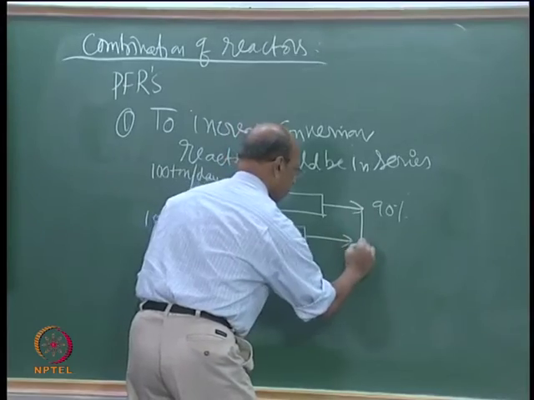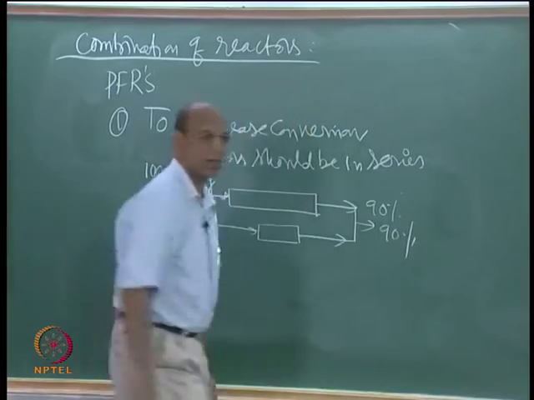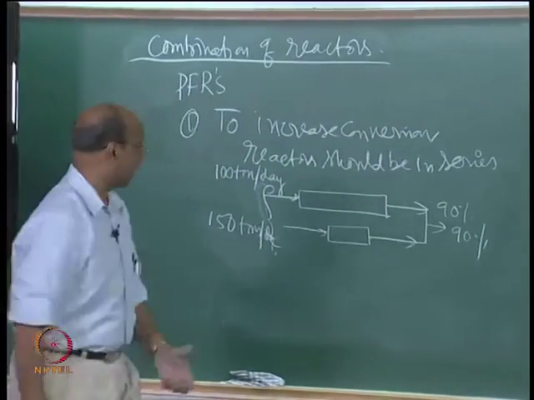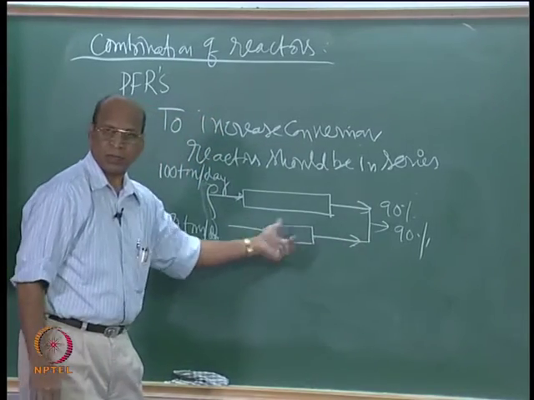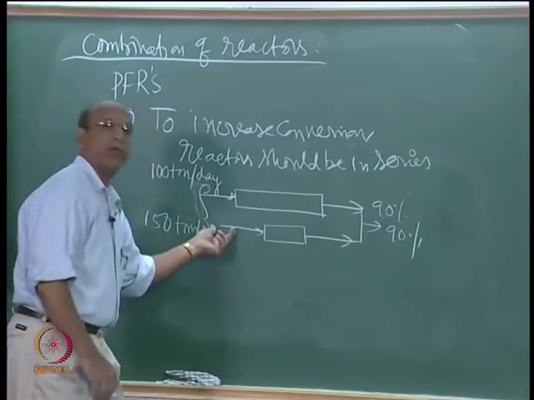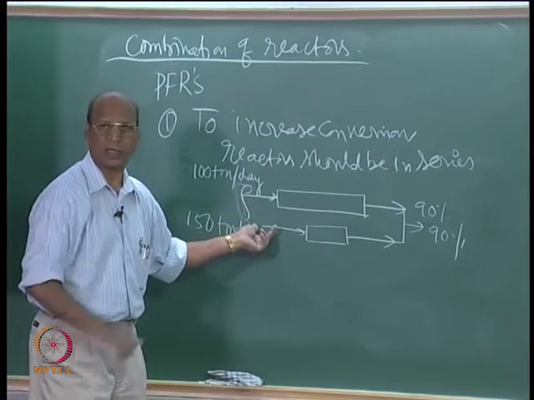So to maintain that condition, no one complained about 90%. The only thing is total production rate we should increase. So this also should have 90%, and this also should have 90% total. Now you have to calculate back, for 90% conversion, how much volume is required and what the flow rates are. Automatically the flow rates will come there, right.